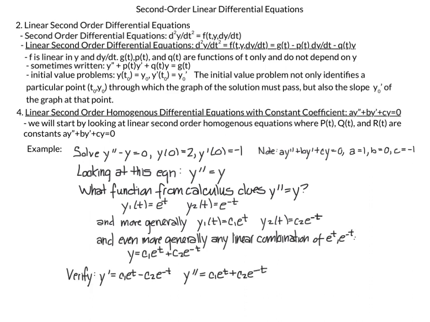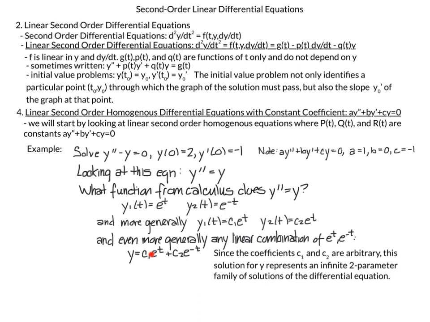Now, even more generally, any linear combination of y1 and y2 will solve this equation. So in other words, y equals c1 e to the t plus c2 e to the minus t will solve this equation here. And you can verify that. If I take y prime, I'm going to get c1 e to the t, and then minus c2 e to the minus t. Now y double prime, I get back c1 e to the t plus c2 e to the minus t.